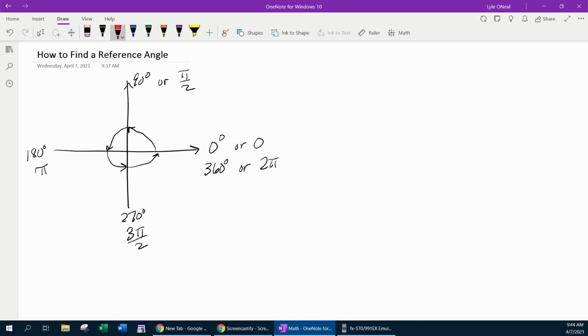Now, when we're finding a reference angle, in the first quadrant, the angle is its own reference angle. So if you have an angle given between 0 and 90, that angle is going to be its own reference angle. But any angle bigger than 90, you're going to have to find the angle that connects with the x-axis. That would be an acute angle.